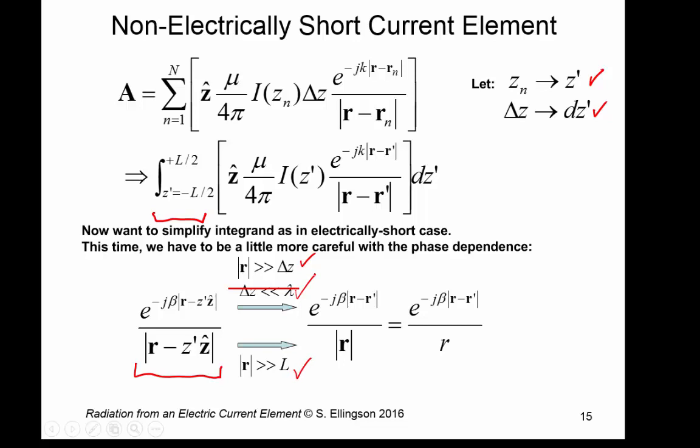And here, we can no longer make this assumption. We can no longer say that the length of the current element is much, much less than the wavelength, because we're saying that we're no longer electrically short, at least not necessarily. So the magnitude factor can be simplified as it was before, but the phase factor really can't. Oh, by the way, that beta should be k. Sorry about that. So I have to figure out now what to do with the phase factor.